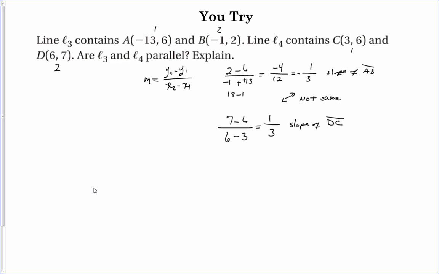So therefore, L3 and L4 are not parallel, because negative 1/3 does not equal 1/3, because one is positive and one is negative. So therefore, they are not parallel. At first it looked promising, but they are not parallel.